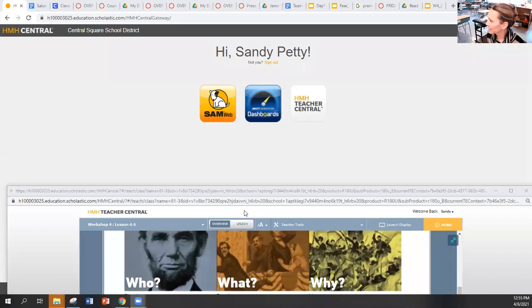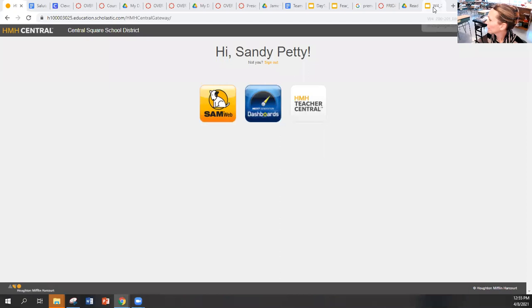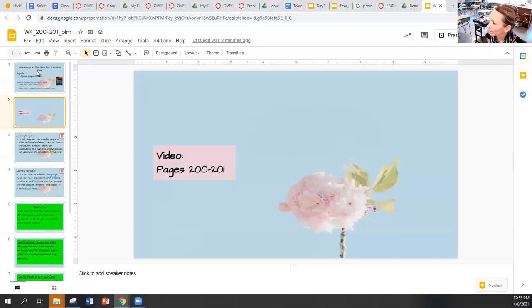So pages 200 to 201 in your R books. So we are analyzing characters. Okay, so before we get to that, let's quickly go over the learning targets.